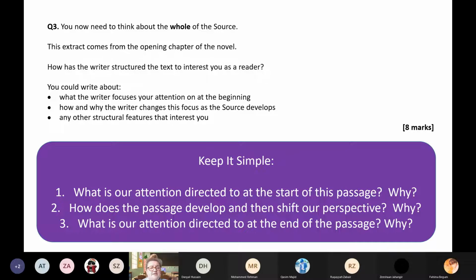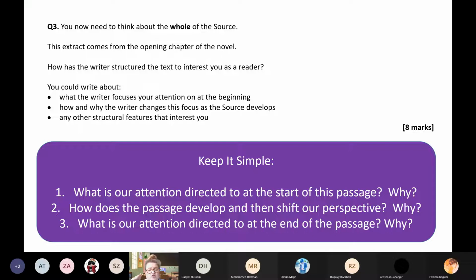And then the next bit is to interest you as a reader. And the key word here is interest. Okay, so what has this writer done to continue to keep you interested in the text that you are reading? No writer in the history of the world has written something because they want their reader to put it down and never pick it up again. Okay, so every single writer will have employed some structural devices to make you want to read on.